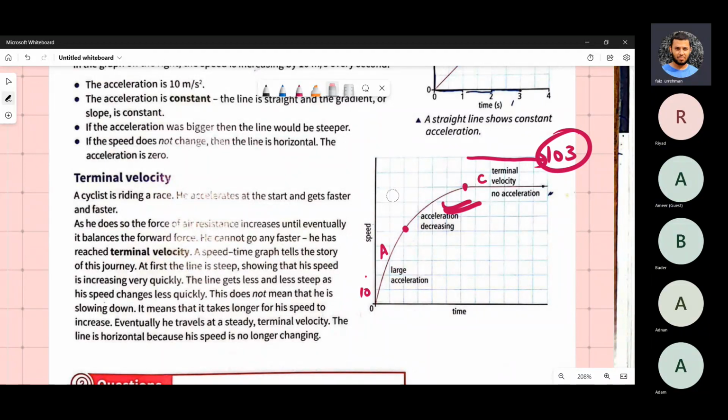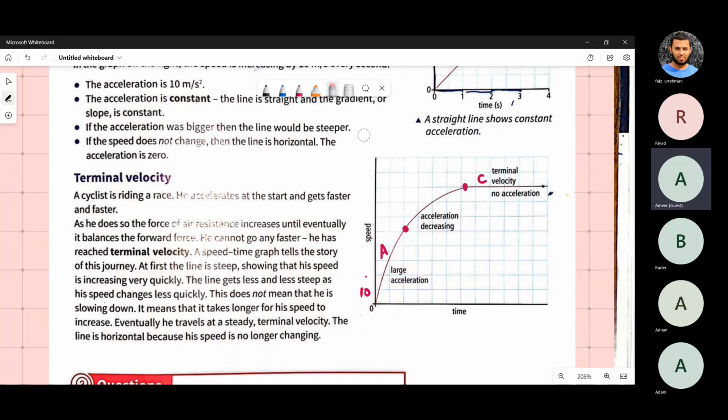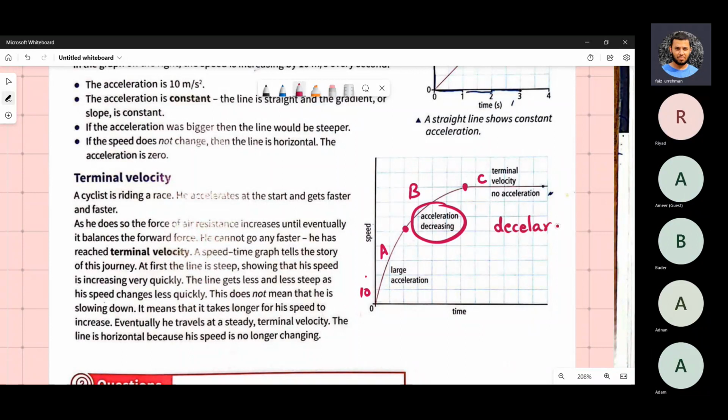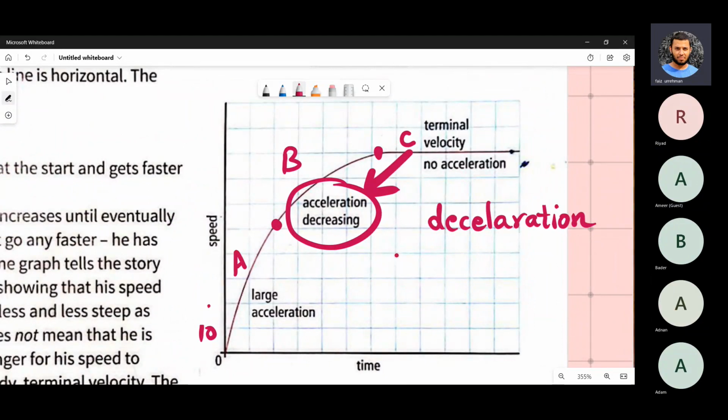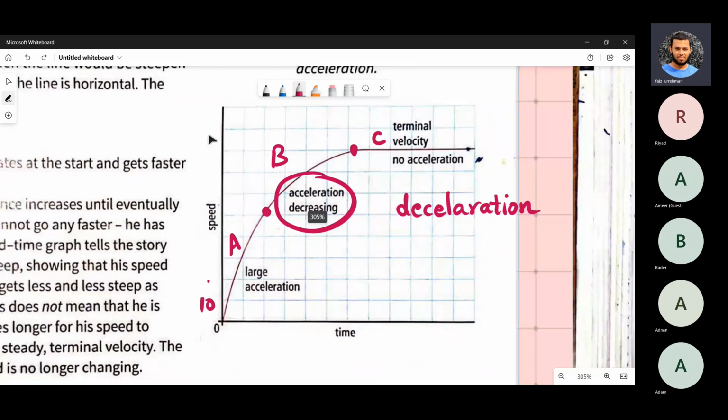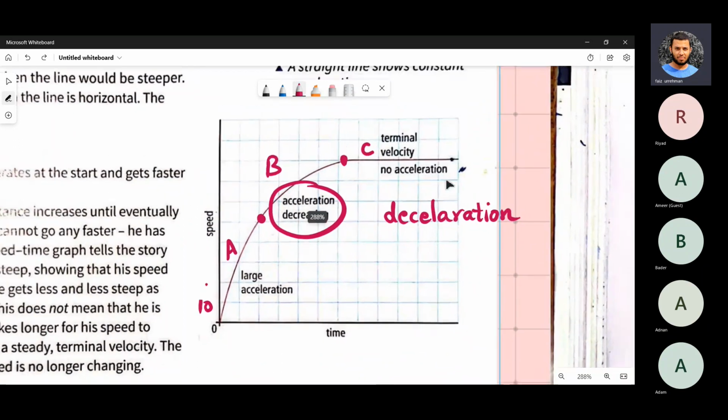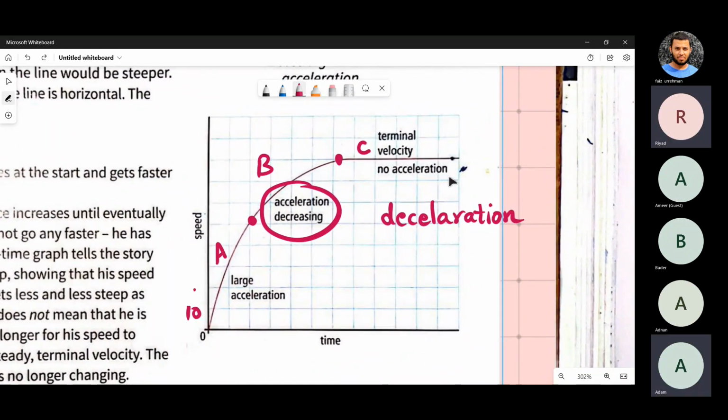Adam, can you tell me the difference between acceleration decreasing and deceleration? Are these two things the same or different? Different. And if they are different, what is the difference between these two things? Please explain. It's different because deceleration is when something is slowing down.